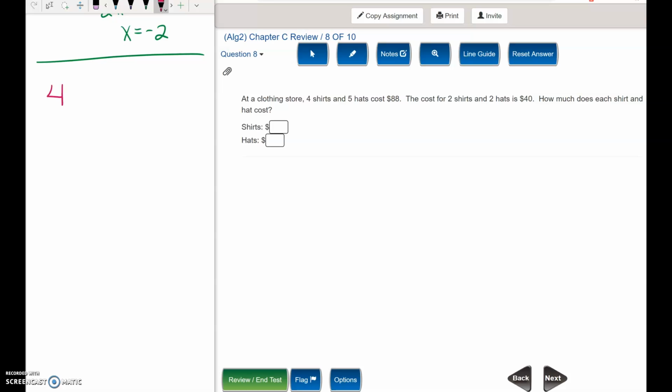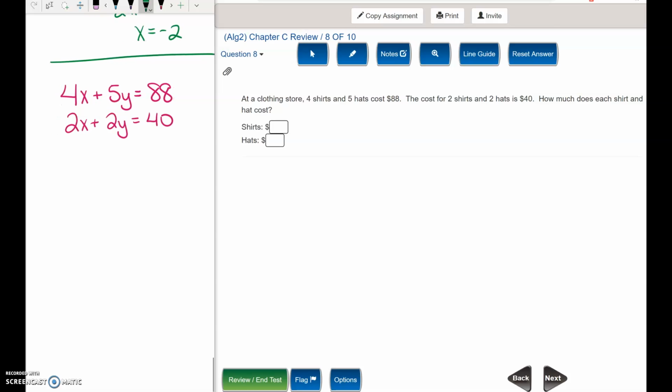So 4 shirts times the cost of those shirts, 5 hats times the cost of those hats is going to give us $88. And 2 shirts, 2 hats gives us $40. We could do substitution. We could get X by itself, divide by 2. All of these are even numbers, but I feel like that would be a lot of work. Instead, I am going to multiply the bottom equation by -2 so that I have 4x and -4x.